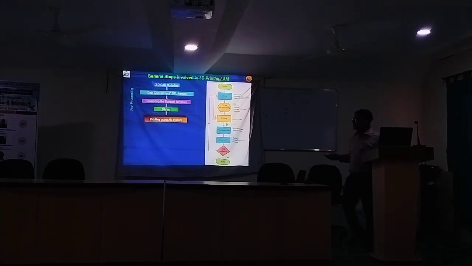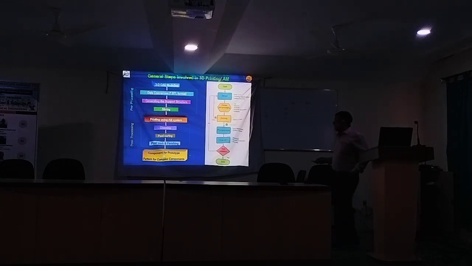The build part, whatever you get, is not yet a functional part. You need certain types of post-processing operations like cleaning, post-curing, post work and finishing, depending on the process you use, and ultimately whatever you get will be a component for prototype. Previously it was mostly used for prototypes, which is why it was then called rapid prototyping. Now it is not restricted to prototyping. The product can act as a pattern for a complex component, and with modern additive manufacturing processes you can use the 3D printed component as a functional component.